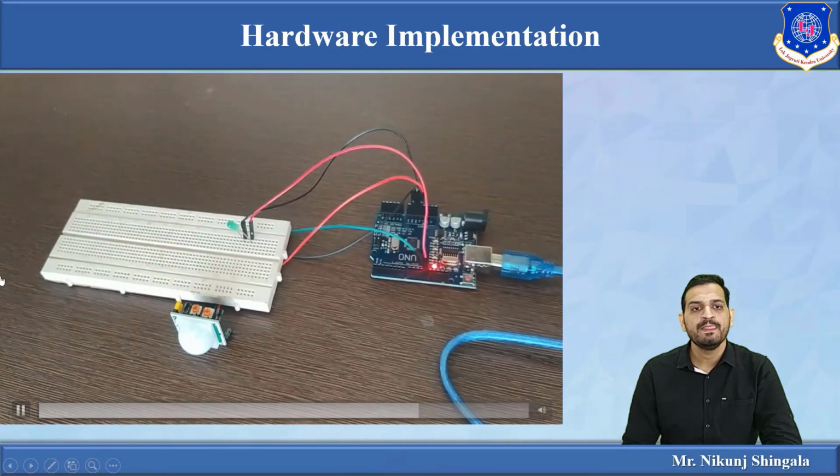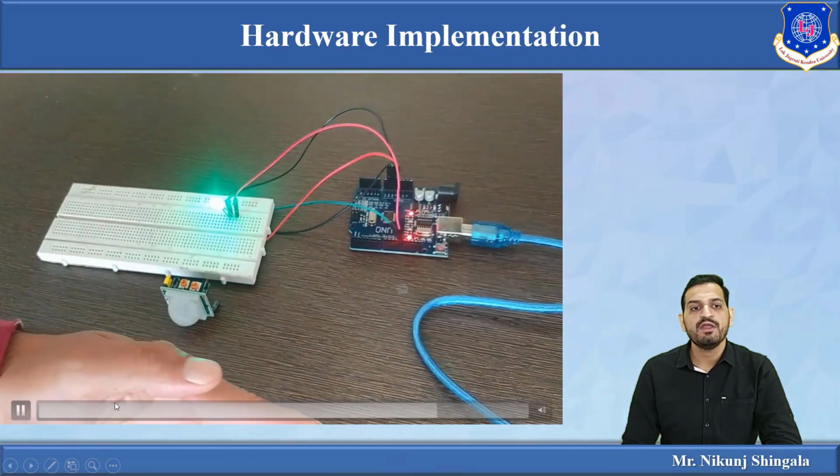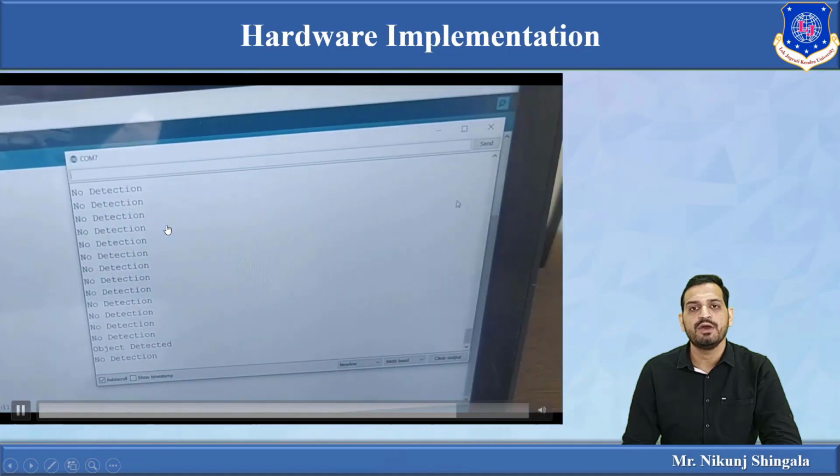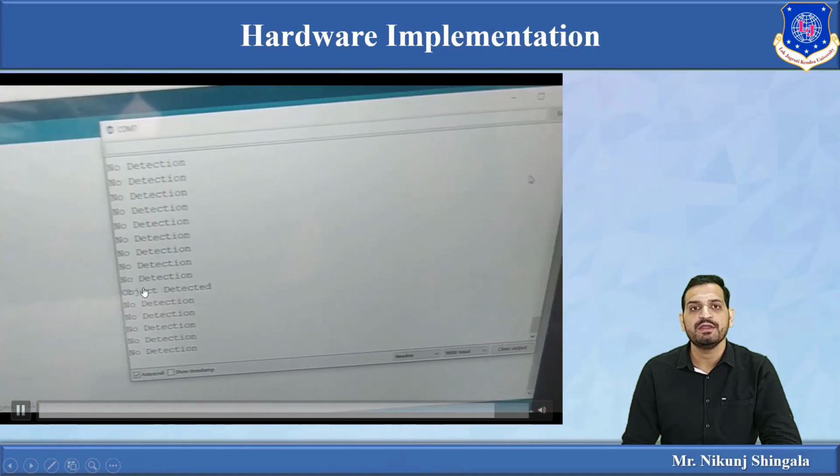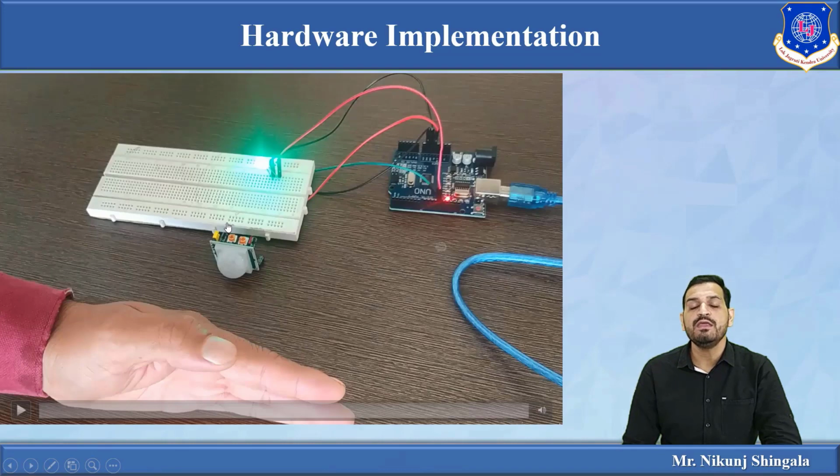In the serial monitor, if some hand movement is there, you can see here the LED is turned on, and you can find one line: object is detected over here. So this is how the PIR sensor detects motion.